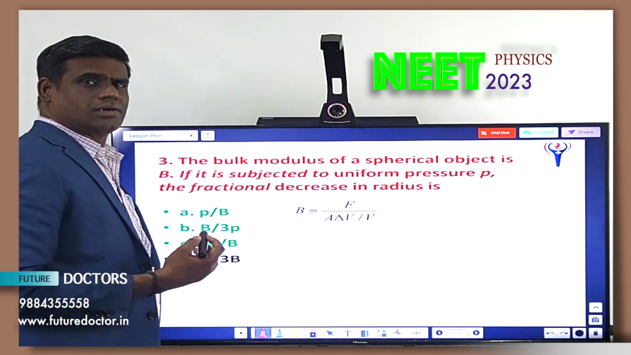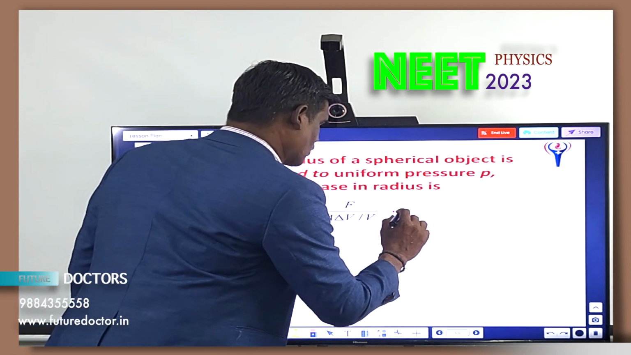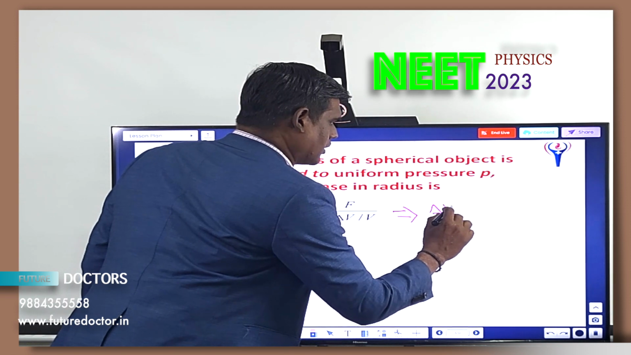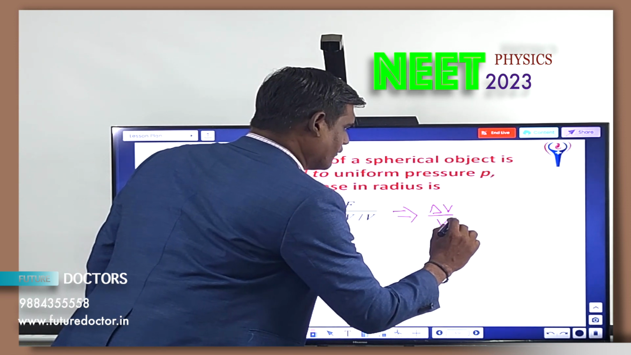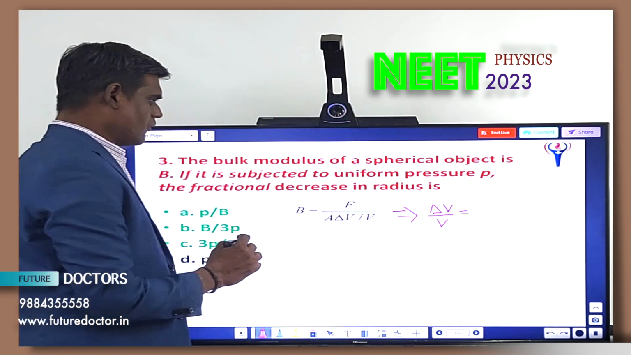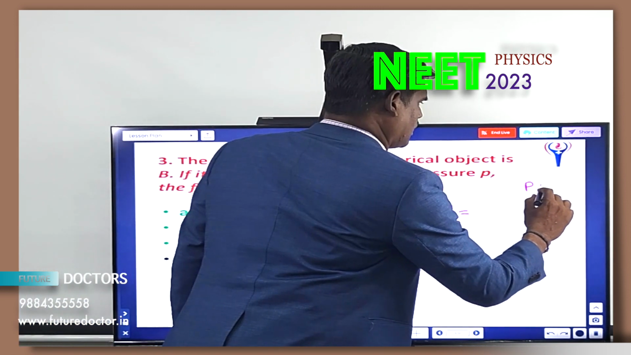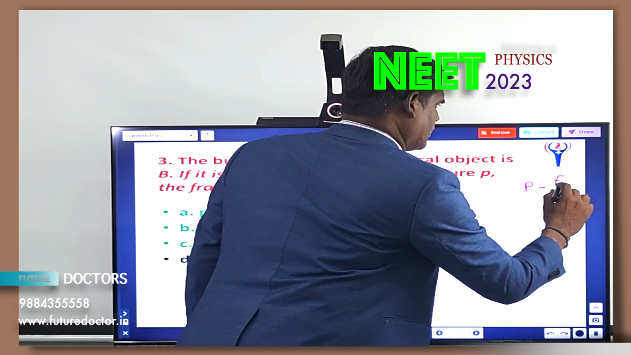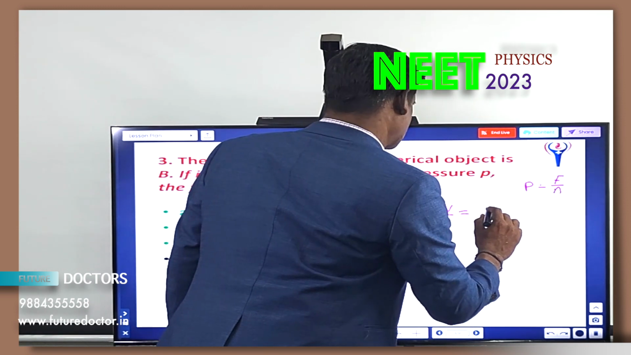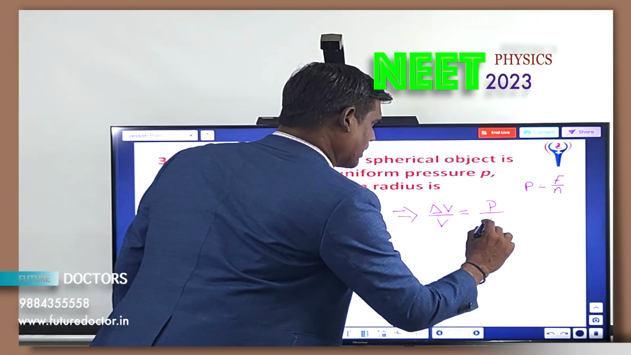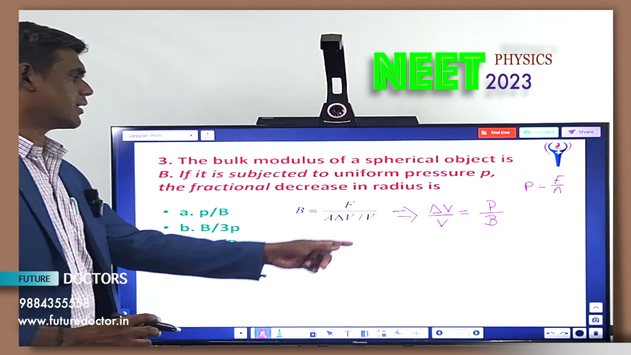Here fractional decrease in radius they asked. So from this delta V by V, first you simplify. Delta V by V equal to F by A, and F by A equal to pressure P. So that is pressure P divided by B. P by B. This is a fractional decrease in volume.